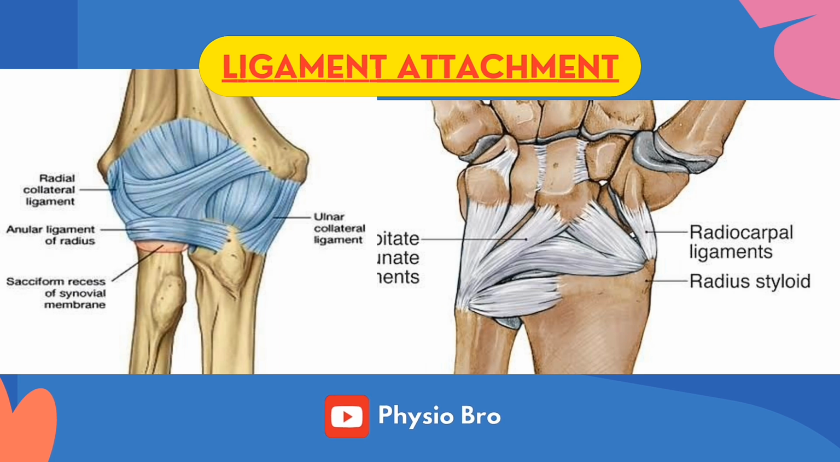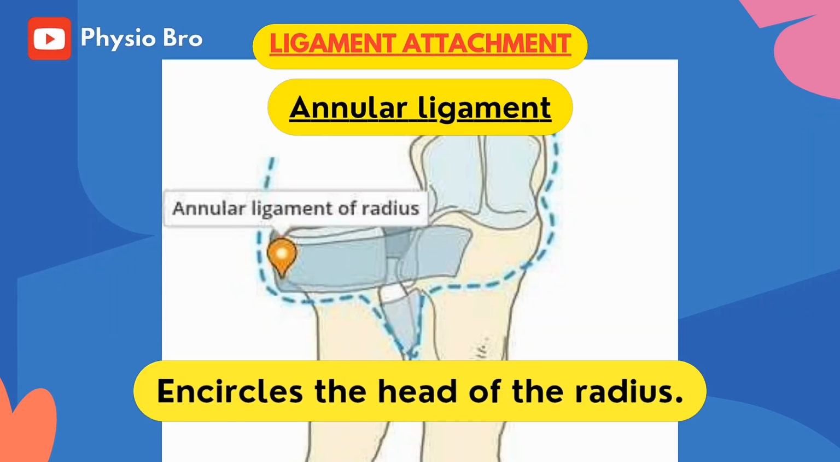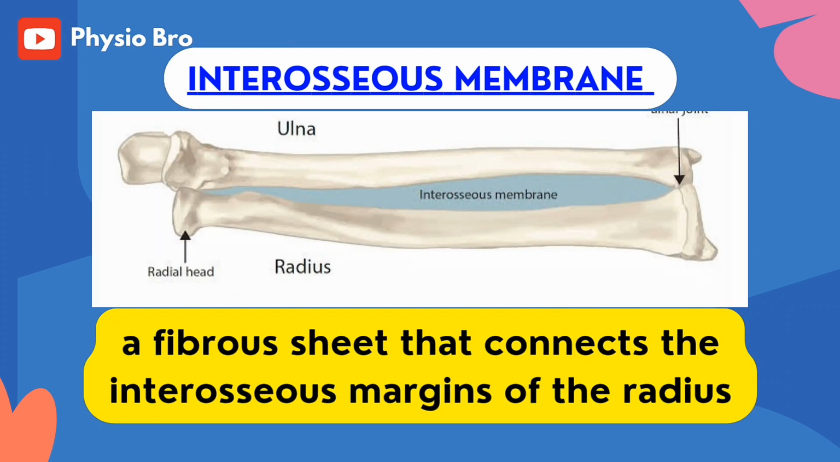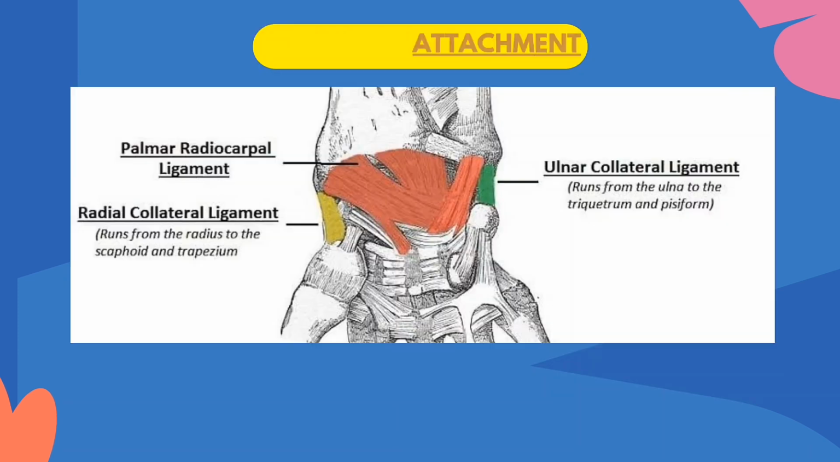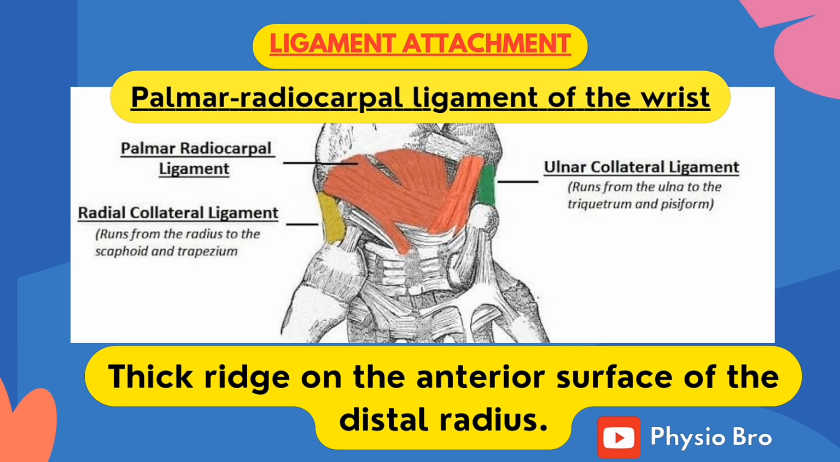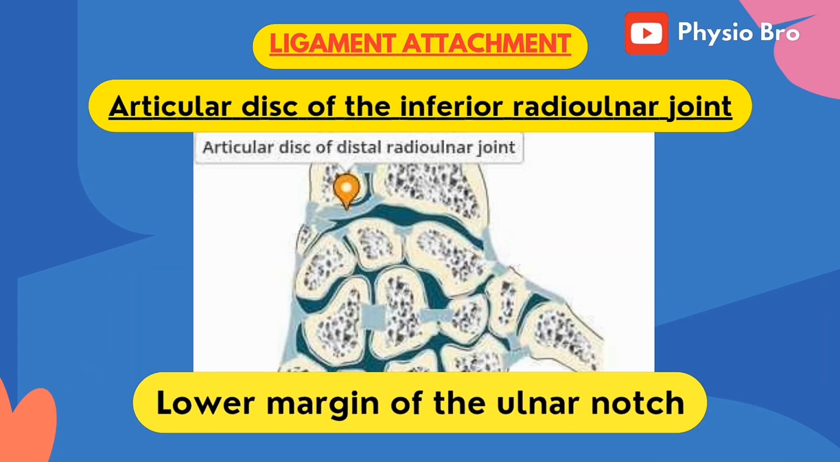Ligament attachments. Annular ligament is a strong fibro-osseous circular structure that encircles the head of the radius. Interosseous membrane, a fibrous sheath that connects the interosseous margins of the radius. Palmar radiocarpal ligament of the wrist attaches to the thick ridge on the anterior surface of the distal radius. Articular disc of the inferior radio-ulnar joint attaches at the lower margin of the ulnar notch.